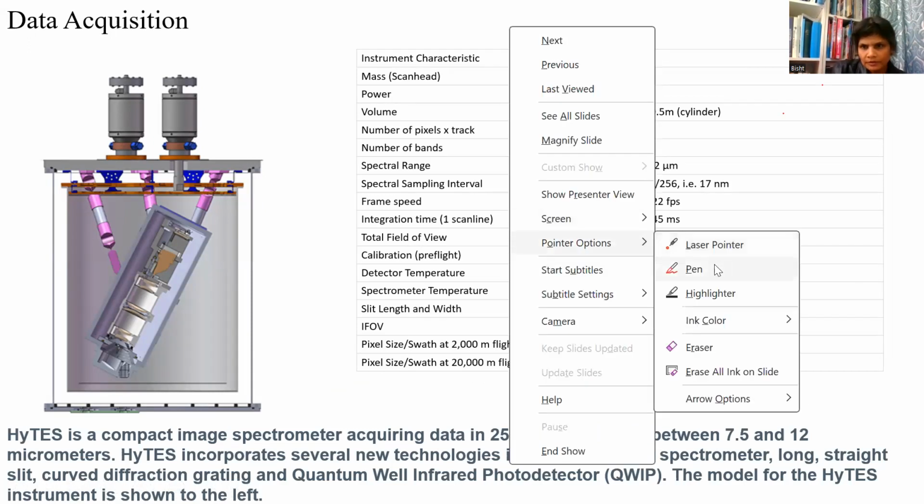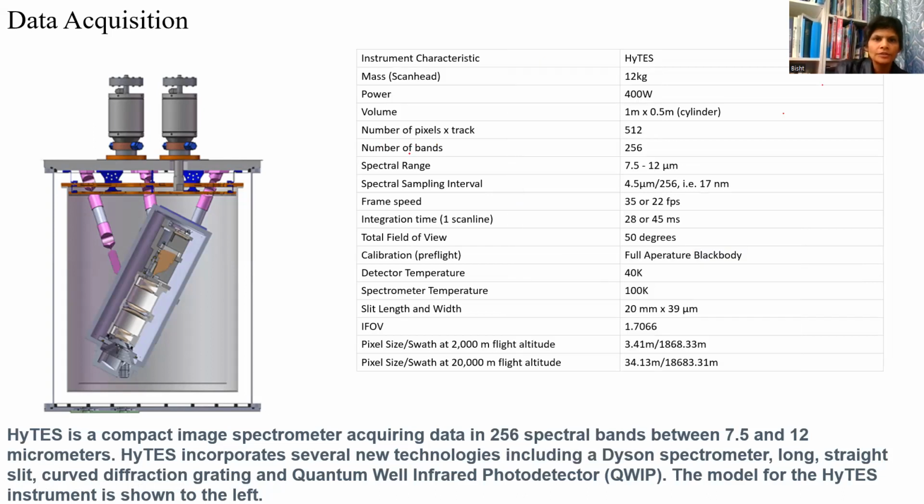Pointer option. Pen. Yes. What you can see is that the number of bands it can use are 256, and the spectral range it's using is 7.5 to 12 micrometer.